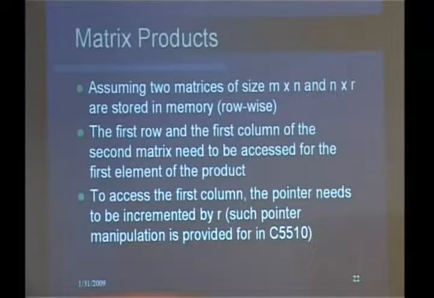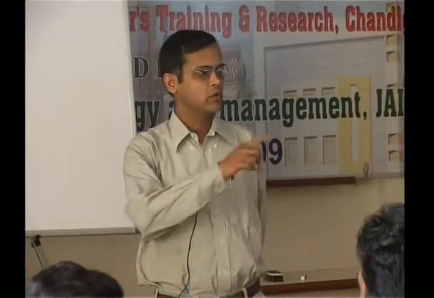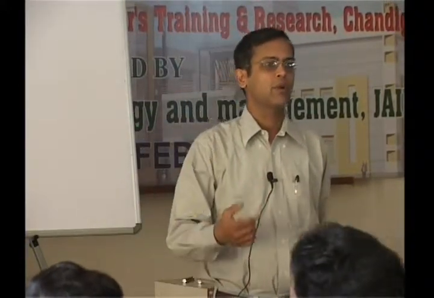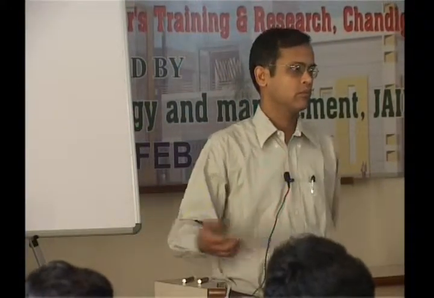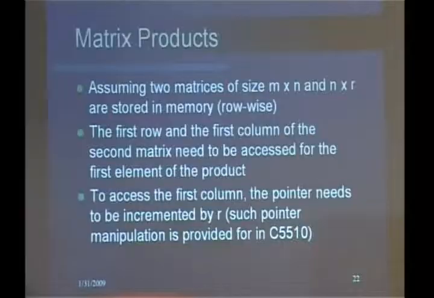But what about the second, the column? You have to multiply a row with a column. What about the column? The column has to be incremented by, not by 1, but by a larger number. So that is the point I am trying to make. You have to multiply an n cross n matrix with an n cross r matrix. Every time I access the second matrix elements, in order to do the dot product, I have to increment the pointer not by 1 but by a value equal to r.